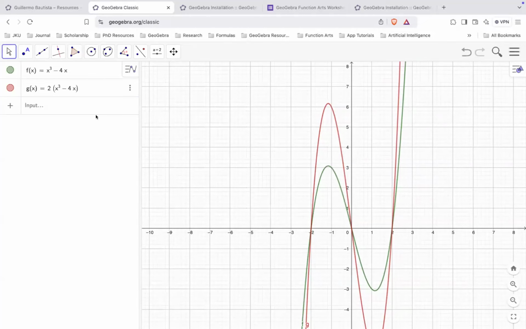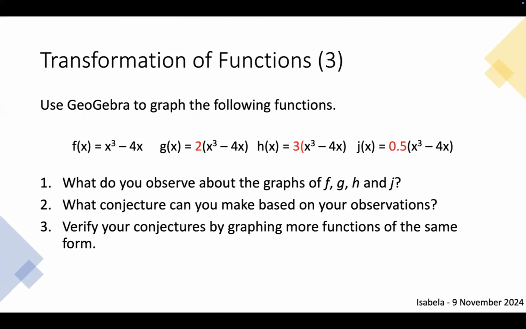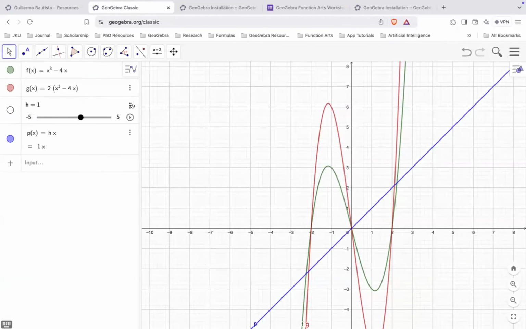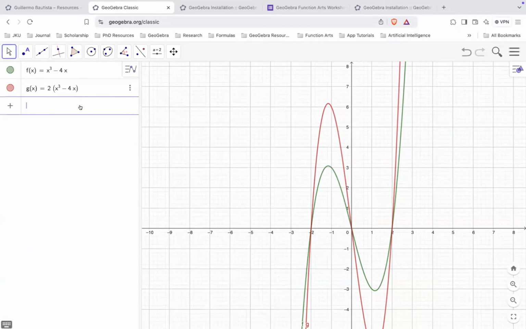And of course, if you multiply it by a smaller number, like h of x equals, say, of course, if you multiply by 3, it will become times 3. But if you multiply it by 0.5, for example, so h of x is 0.5 times x cubed minus 4x, then of course it shrinks vertically by a factor of 0.5.